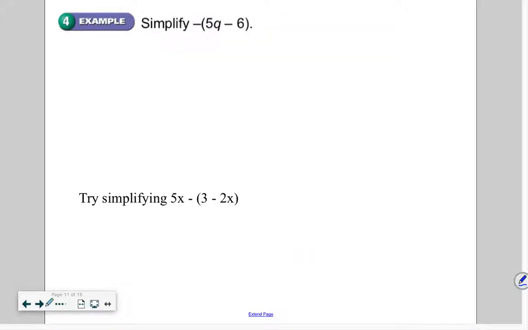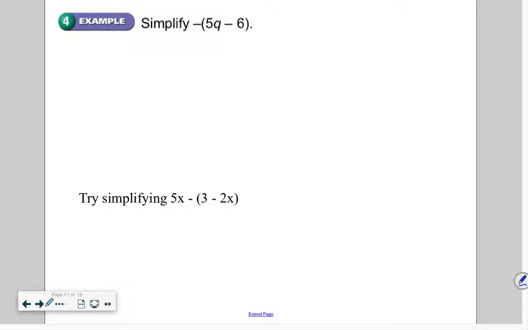Simplify. Is this where you're at in your notes too? Did everybody get those coefficients and constants filled into their notes? All right, so simplify. What does that mean when that negative sign is sitting out front of those parentheses?